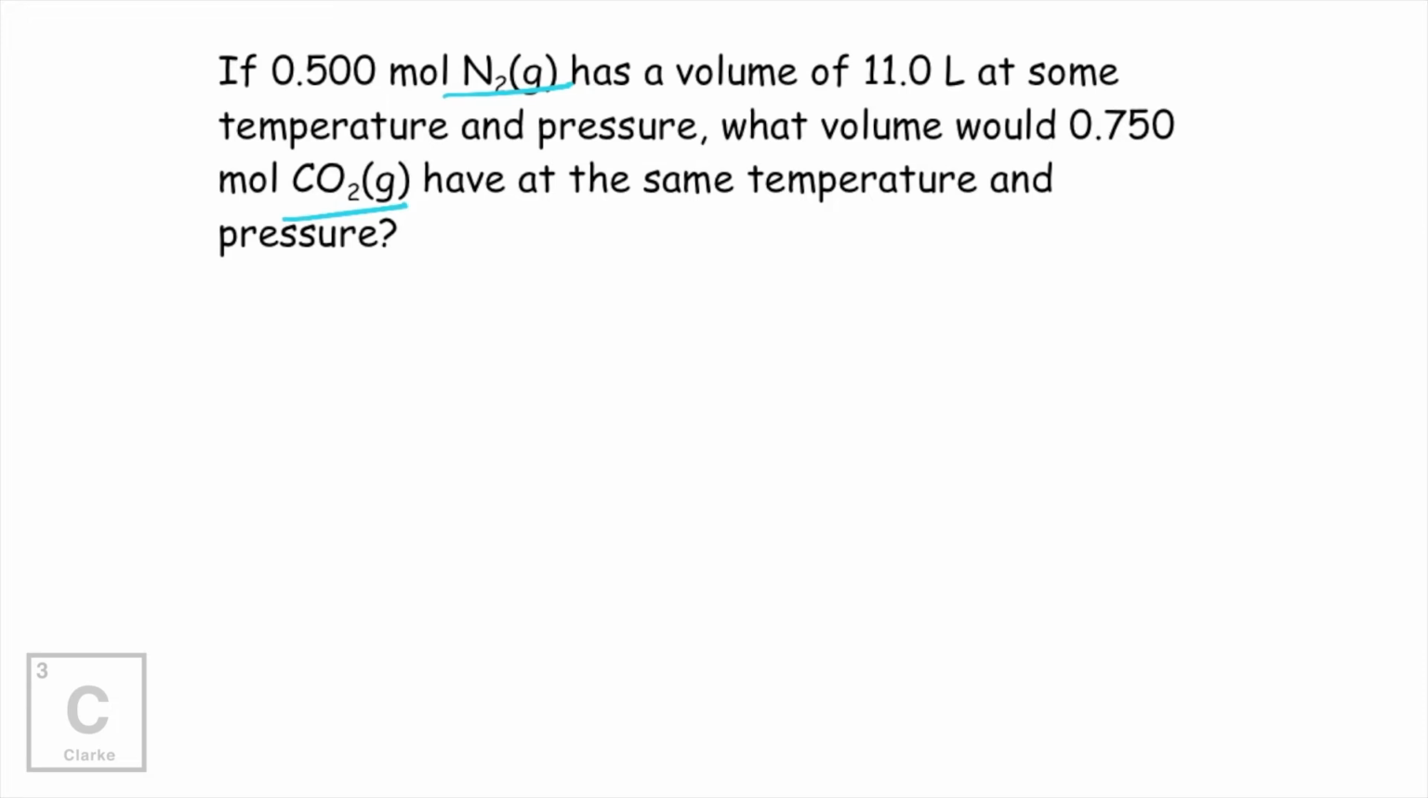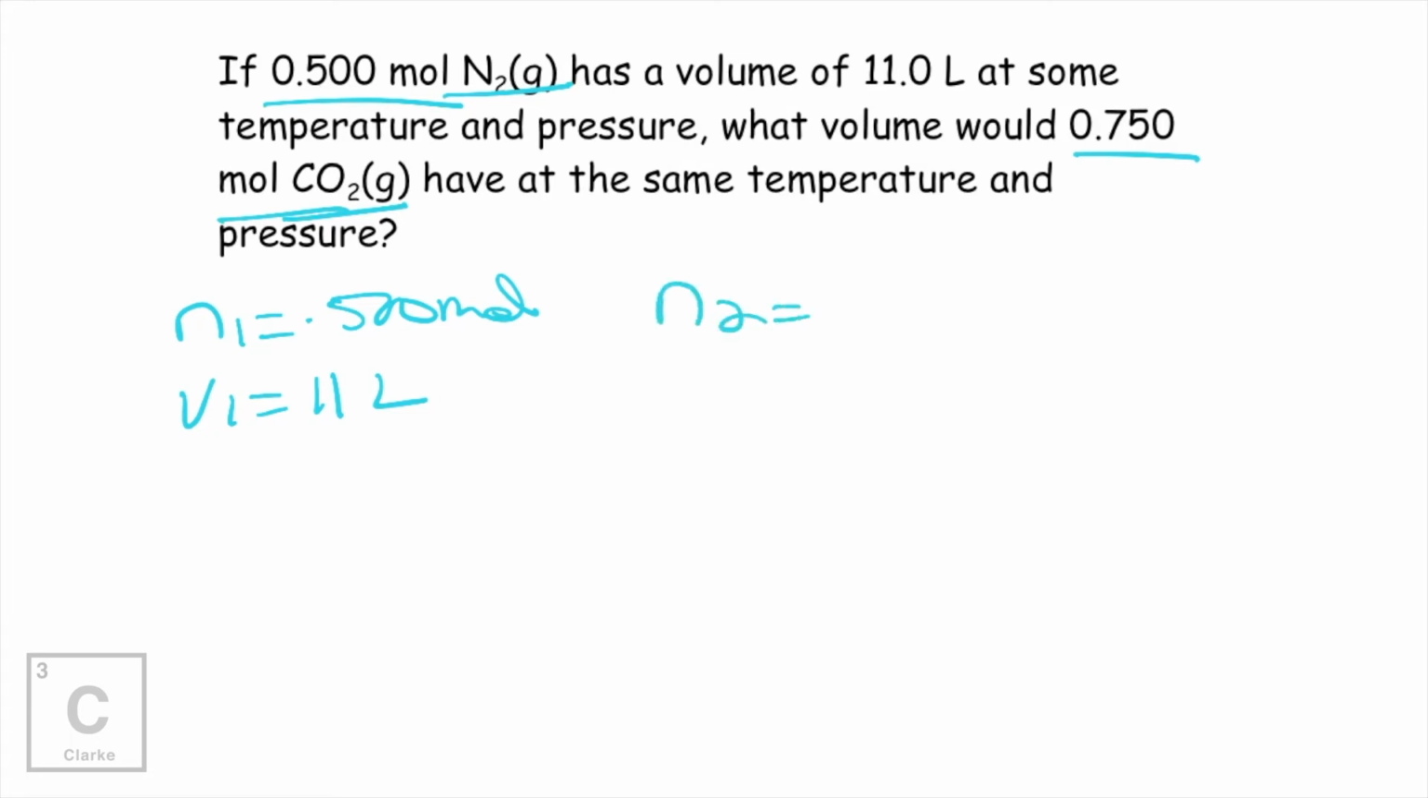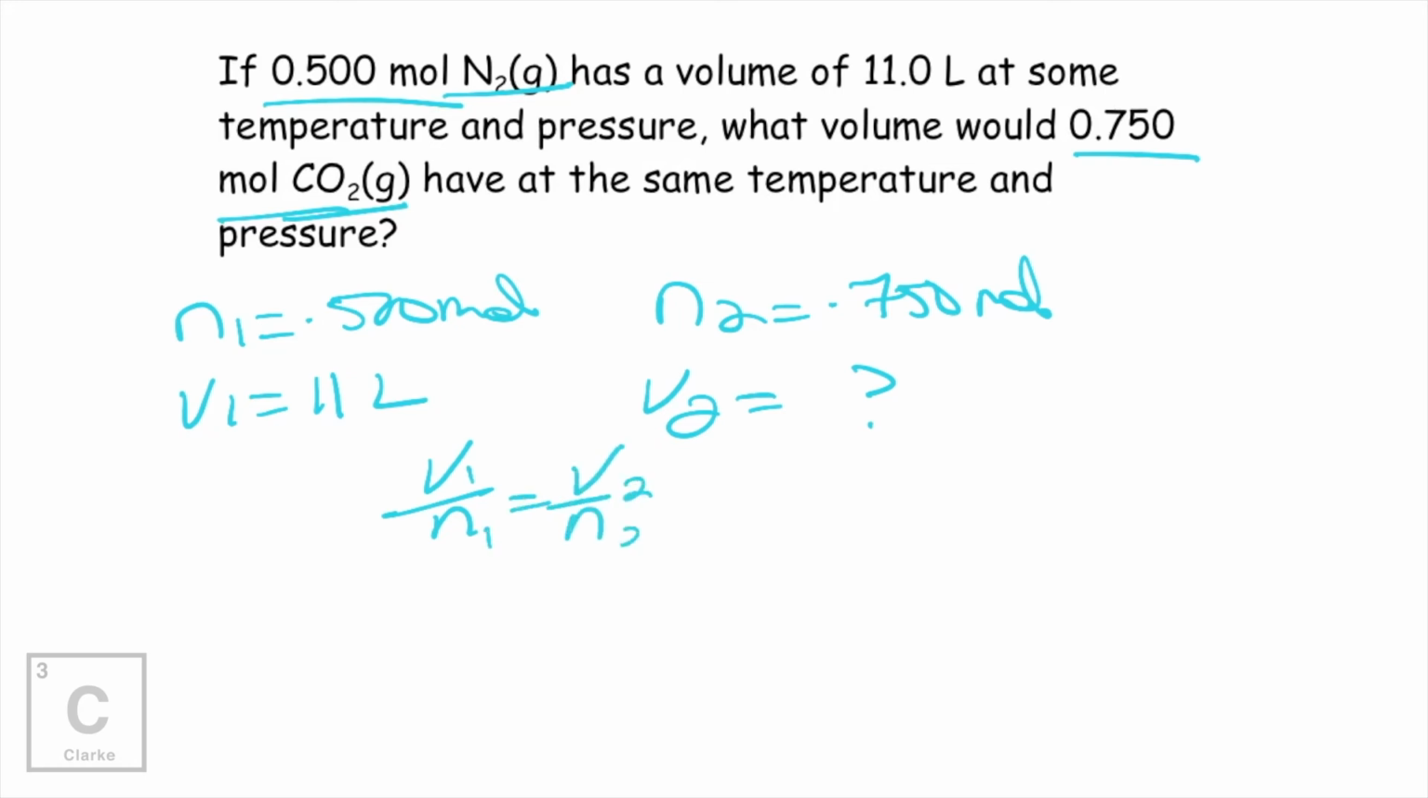Okay, so let's go through. We've got 0.5 moles, that's N1, 0.500 moles, and a volume, that's volume 1, of 11 liters. Okay, and then the next number that we have is, again, moles, N2, 0.750 moles, and we're asked about volume 2. So we've got V over N equals V over N. That was our formula, 1s, 2s.